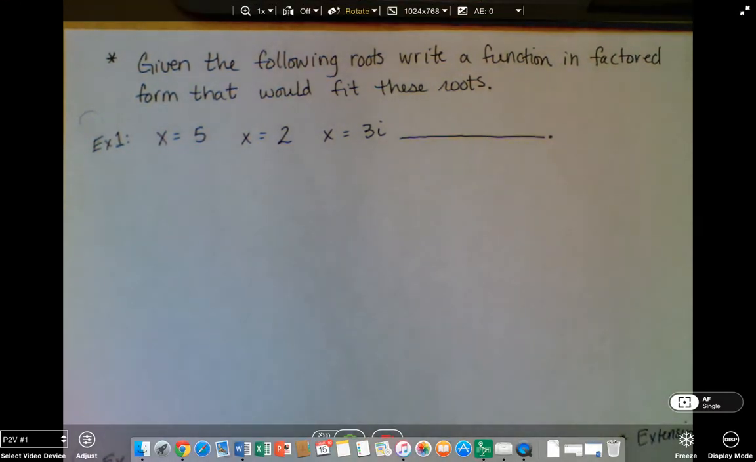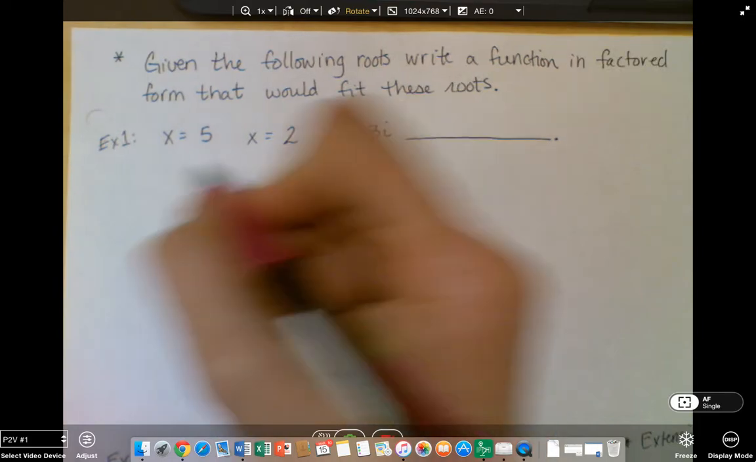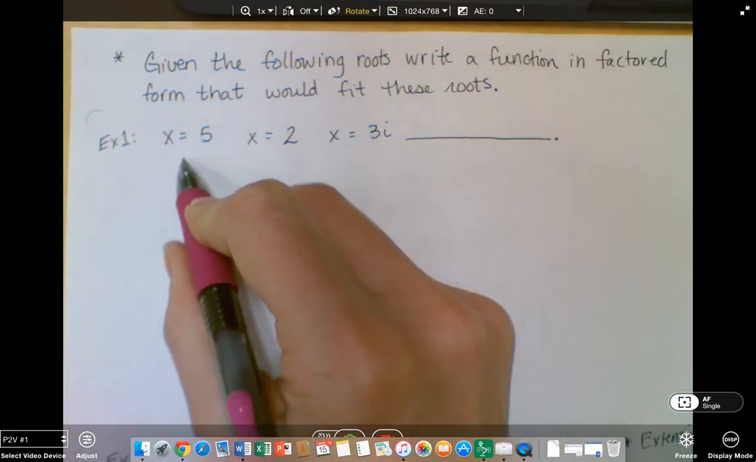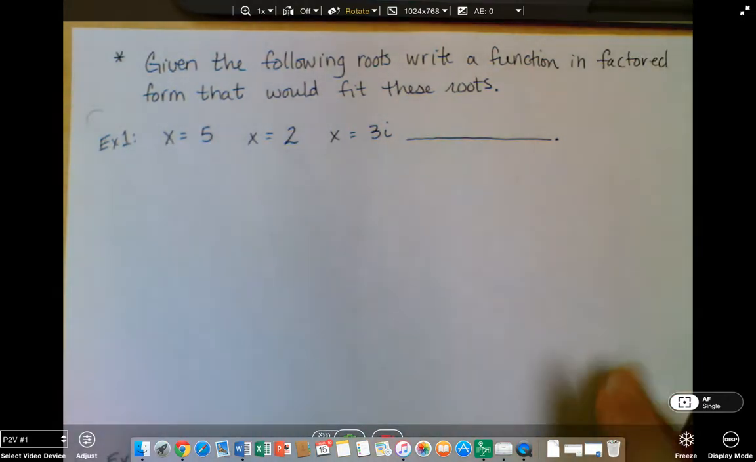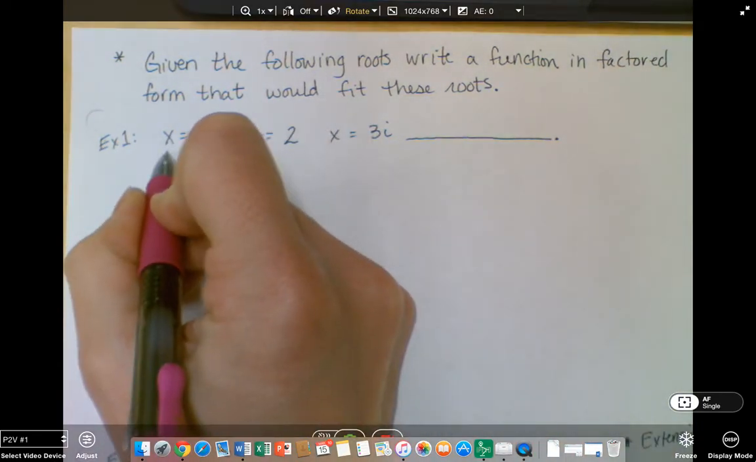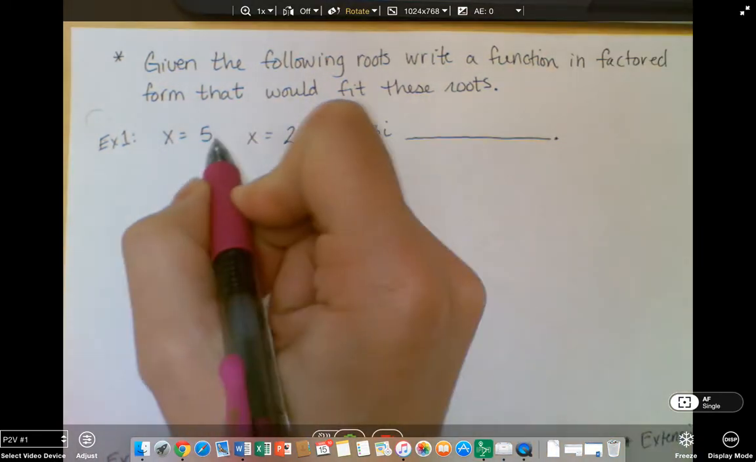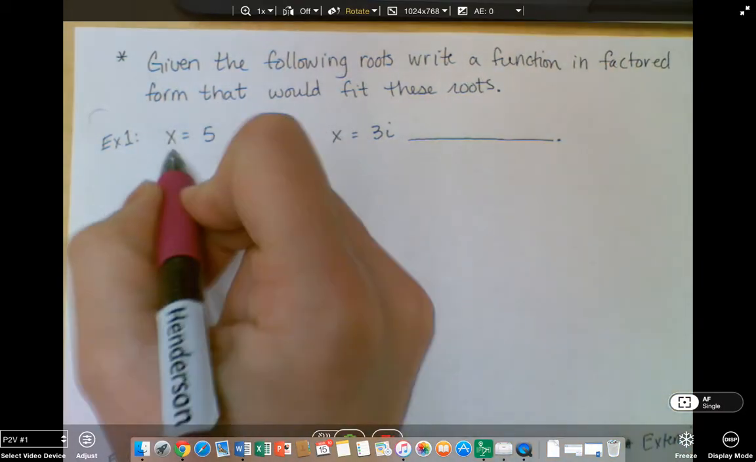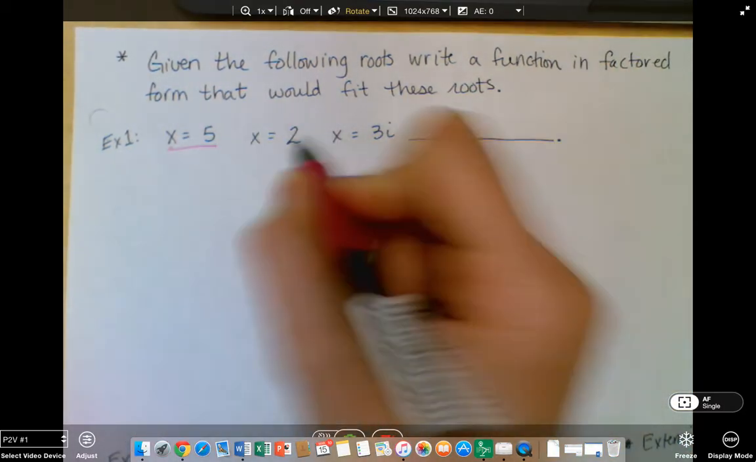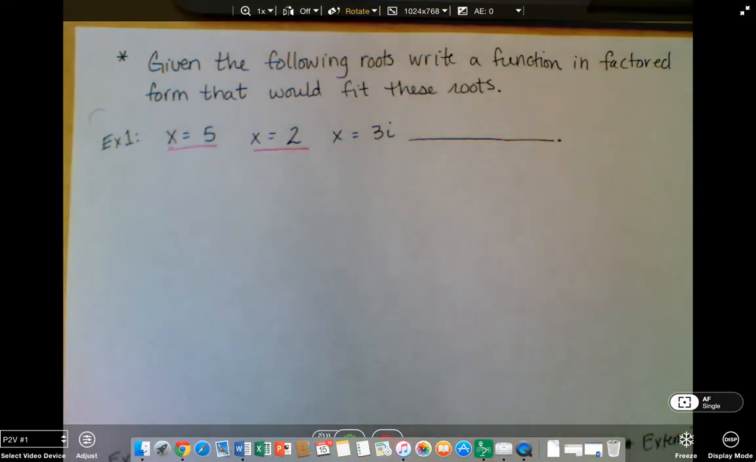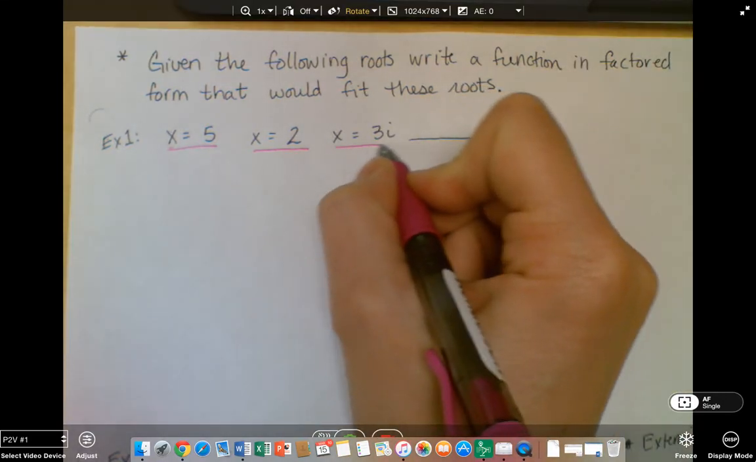So we're going to go the opposite way. We were given a standard equation in one root, and then we were dividing to find the rest of the functions. But this time we're going to go from the roots to the function. So here's what makes these tricky. I have x equals 5, x equals 2, and x equals 3i.